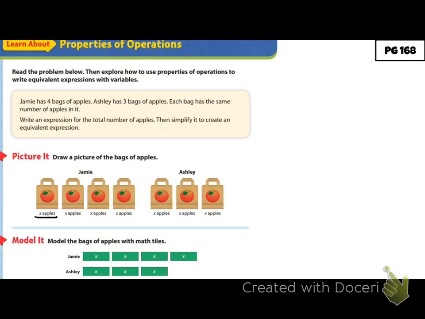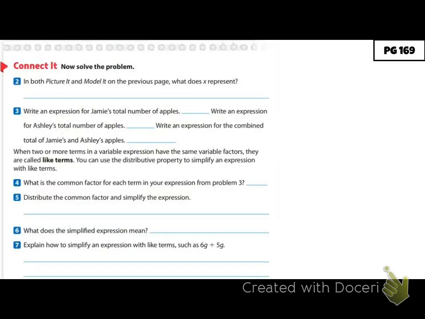For the second one, model the bags with math tiles. So basically, instead of drawing the bags, we're just drawing X's. So you can see Jamie has 4 X's here, or 4 tiles, and Ashley has 3, and in each one of them, you can see that there's X number of apples. So let's connect it and go through some questions now. Number 2 says, in both the picture it and model it on the previous page, what does the X represent? Well, our X is our number of apples in each bag.